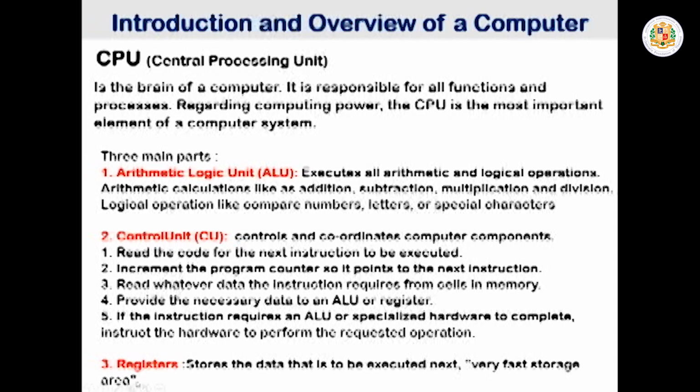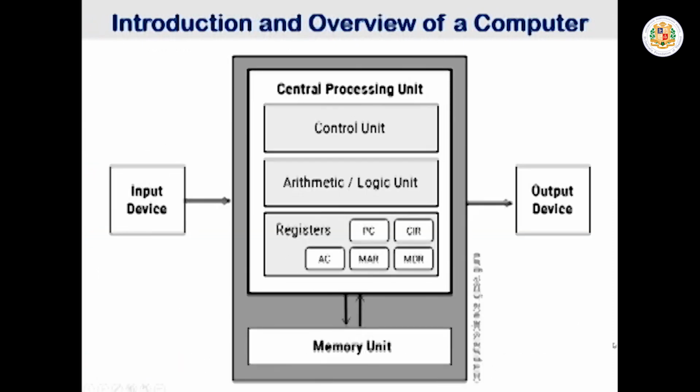Third, we have the registers. They store the data that is to be executed next. It is a very fast storage area. This one is what we call the von Neumann diagram.